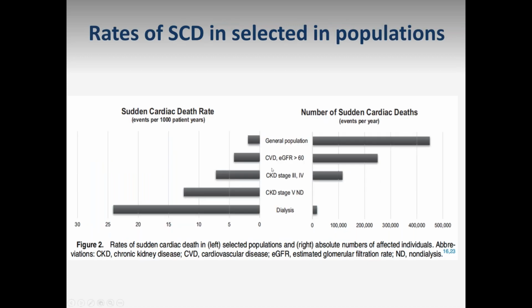What's important again here is that this is just taking a look at different cardiac populations, including those who might have a GFR that's greater than 60, and those who've got chronic kidney disease and are not quite yet on dialysis. And so you can see that the sudden cardiac death rates actually increase quite substantially as you approach dialysis. But the actual counts are much, much higher in the general population, which is not unexpected because dialysis is still relatively rare.